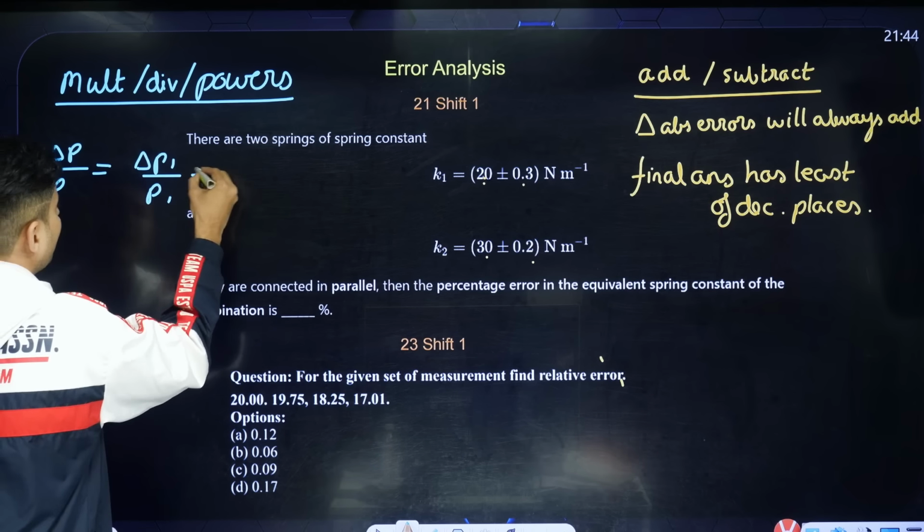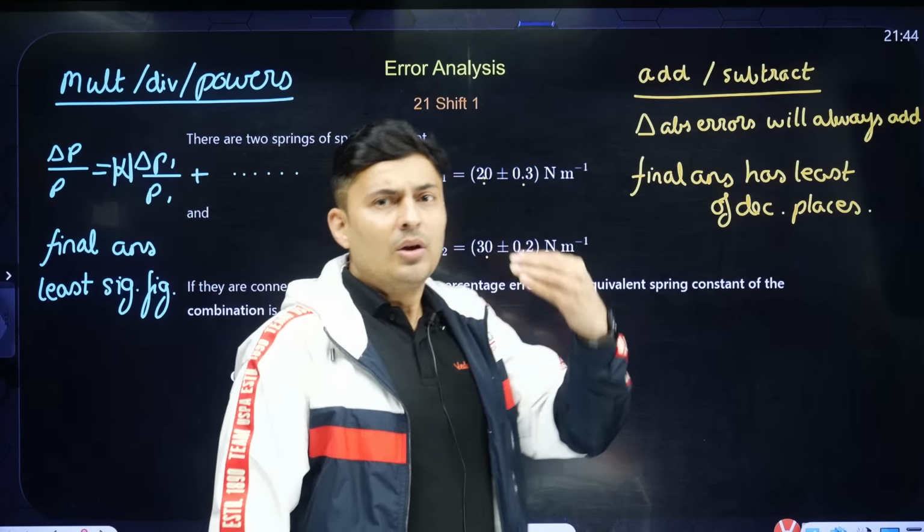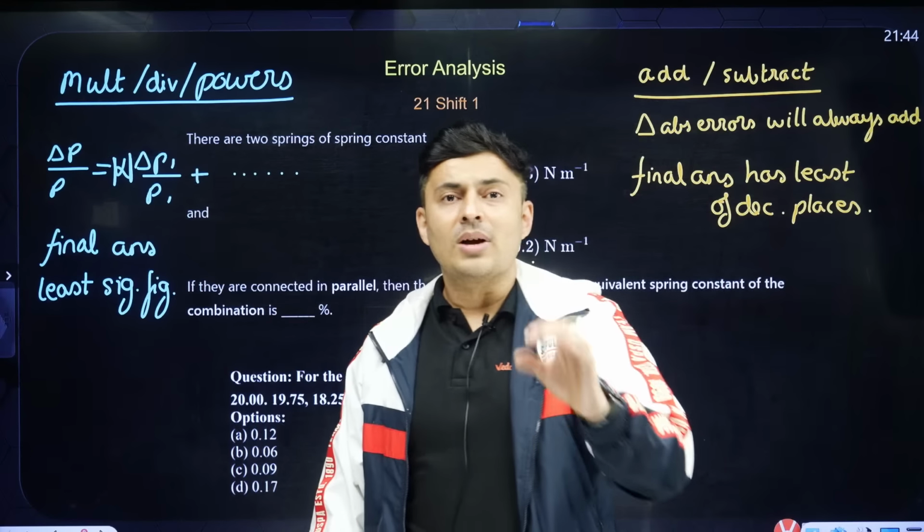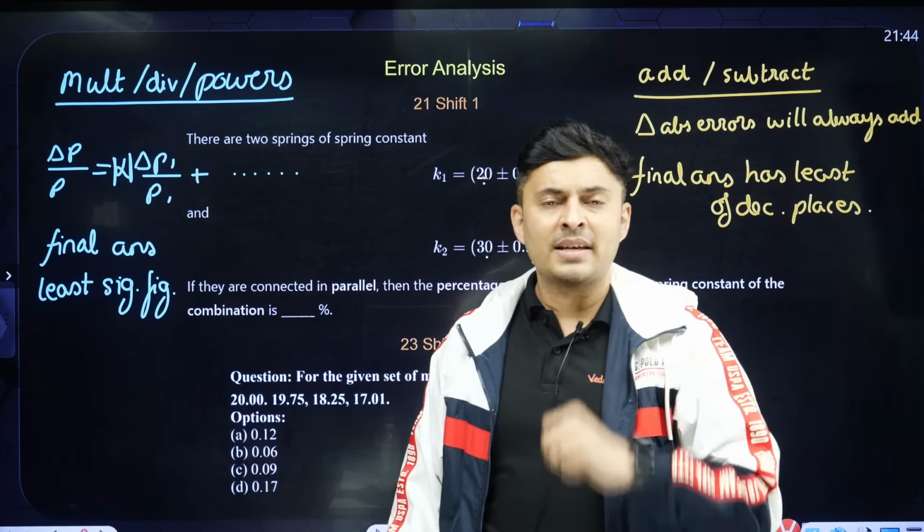Very, very important. So if I have 2 into 3.0, 2 has one significant figure, 3.0 has two significant figures. The final answer is 6, not 6.0, because 2 has one significant figure, which is the least among 2 and 3.0. Got it, everyone? I saw those kinds of questions get repeated.